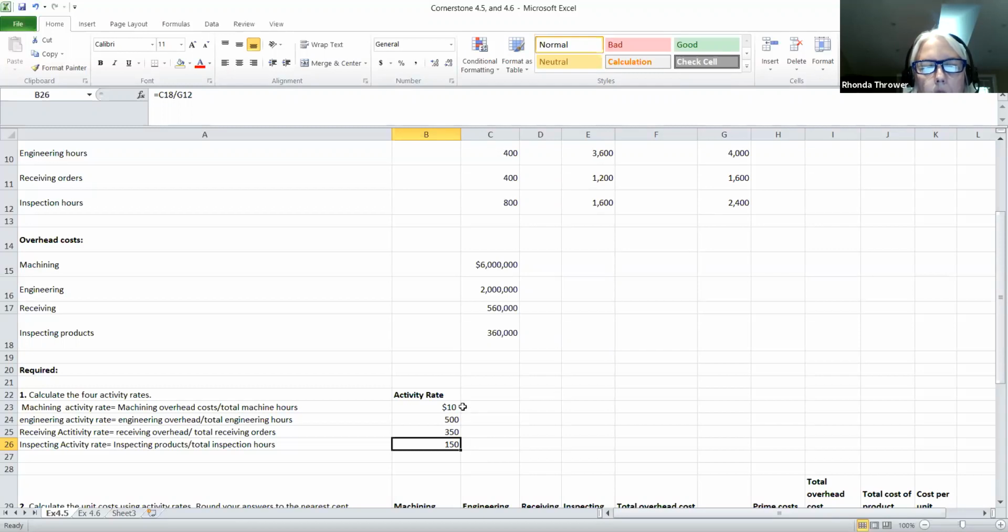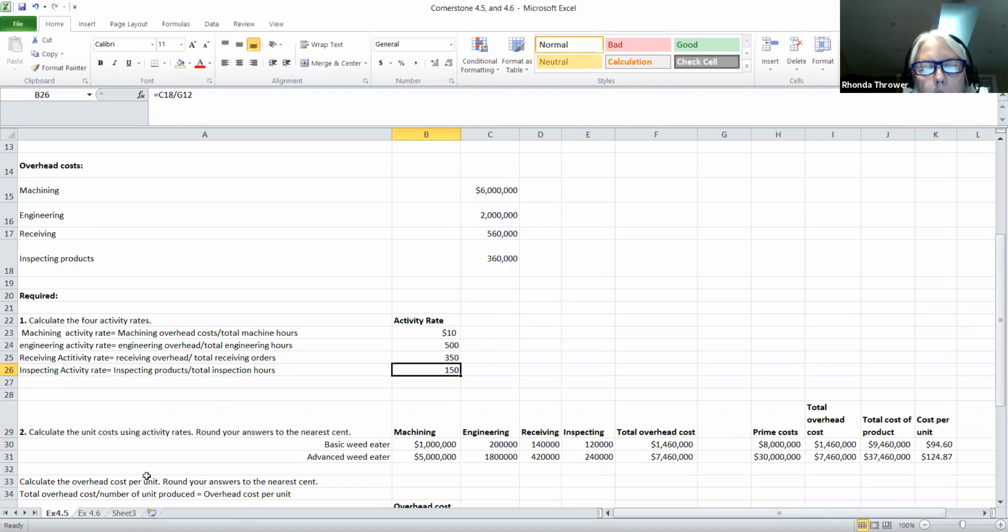So the activity rate for each one of these different types of activities is the rate of the activity, or in other words, this $10 would be per hour for machine hours, $500 per hour for total engineering hours, $350 per hour for total receiving reports, and so on and so forth.